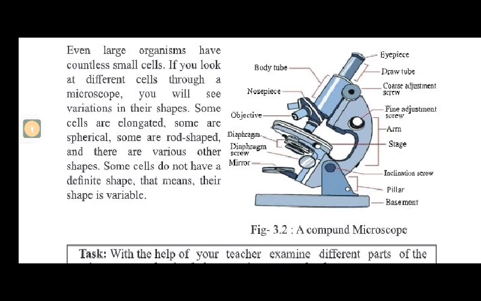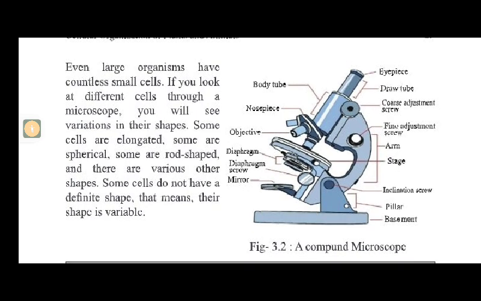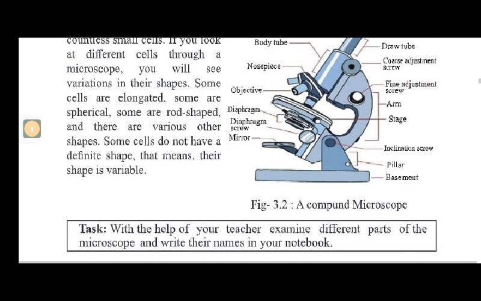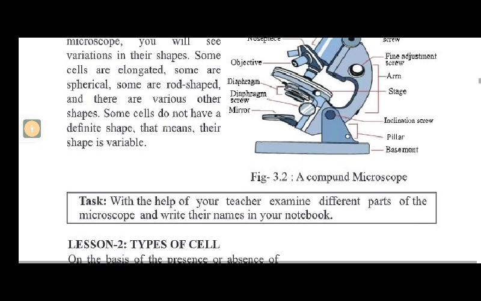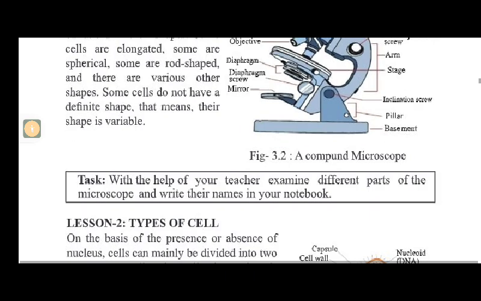Even large organisms have countless small cells. If you look at different cells through a microscope, you will see variation in their shape. Some cells are elongated, some are spherical, some are rod shaped, and there are various other shapes. Some cells do not have a definite shape. That means their shape is variable.